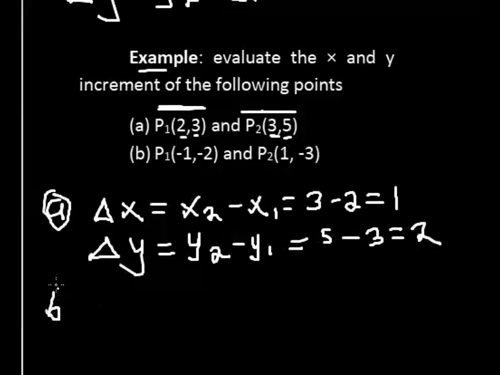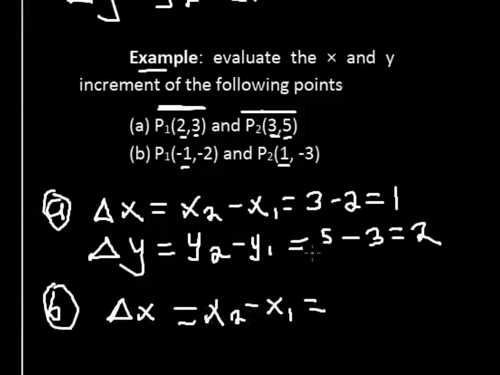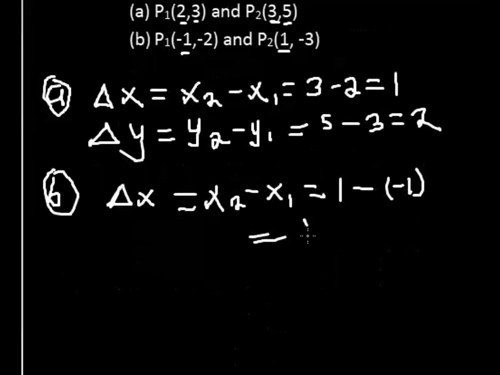Okay, so B part of the question, let's look at it. Increment in x: the x2 here is 1 and the x1 is minus 1. So that's x2 minus x1, right? As you can see here, the x2 is 1, then minus x1, and x1 is minus 1, so that's going to be minus into minus 1. And of course, minus into minus 1 gives me 1 plus 1. That is going to give me 2.